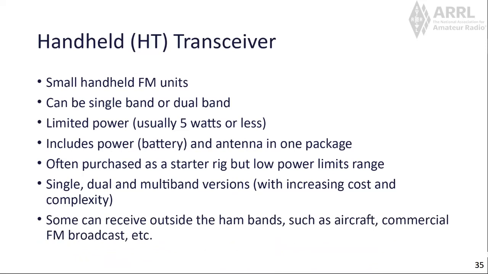Some can receive outside the ham band, such as aircraft, commercial, FM broadcast, etc. Most of the Chinese radios, and this one I have here is an Oshing, if I could remember which button to press, I could listen to FM, or I can get the weather. I don't know that it will go down to the aircraft frequency, and I don't think that's FM anyway, but you can get commercial broadcast and the normal 2-meter, 70-centimeter ham bands. And it's even got a flashlight on it if I press the right button too.